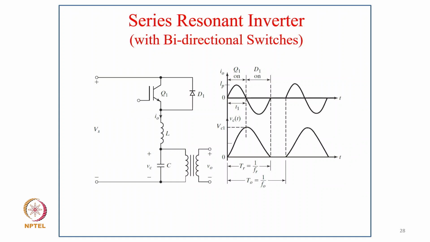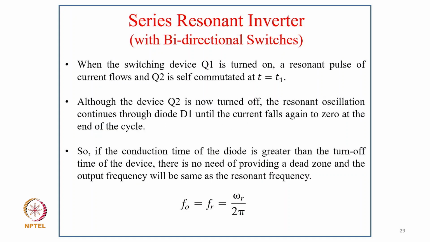You can just see how the device is connected, the diode connected across, and then L and C in series, with typically an isolation transformer, and you can see how the current and voltage waveforms look here. So when the switching device Q1 is turned on, a resonant pulse of current flows, and Q1 is self-commutated at t equal to t1. Although the device is now turned off, the resonant oscillation continues through diode D1 until the current falls again to 0 at the end of the cycle.